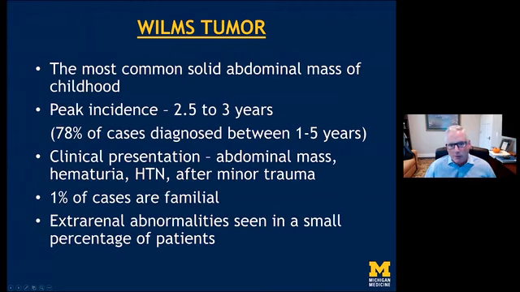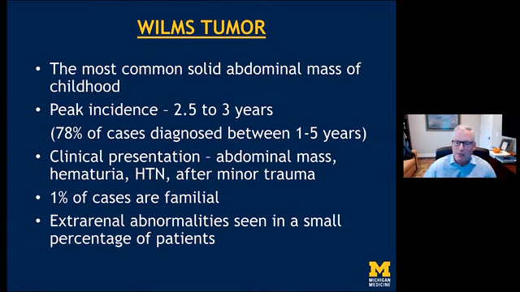So let's move on to Wilms tumor. It's the most common solid mass that we see in childhood. As the children get a little bit older, the peak's a little bit older than for neuroblastoma, and they can present with hematuria, high blood pressure. Especially, they will present with significant symptoms out of proportion to potential minor trauma. That happens with a lot of renal lesions, as a matter of fact.